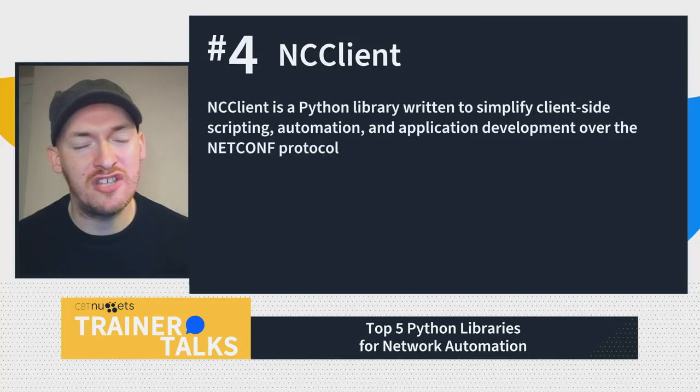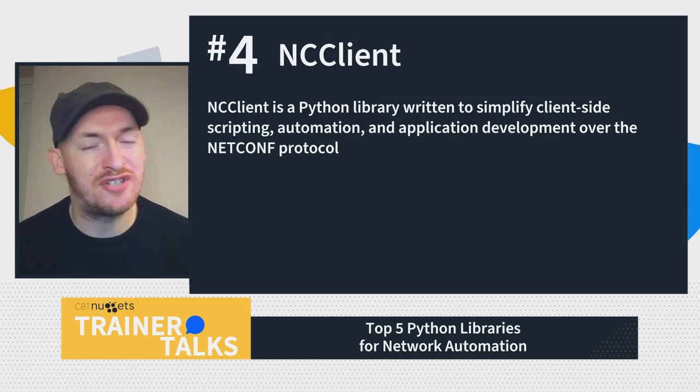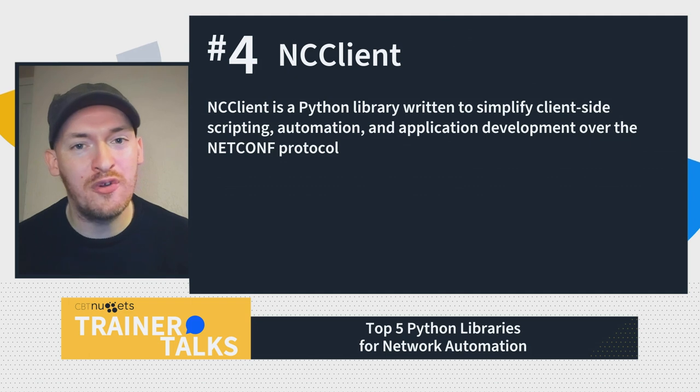Now the fourth Python library that you should install is something called NC Client. Now the way network automation is going is we are trending towards a future of using APIs rather than the CLI. So we're going to be using protocols such as NetConf and RESTConf. Now if you're going to interact with the NetConf protocol, you're really going to be wanting to use NC Client.